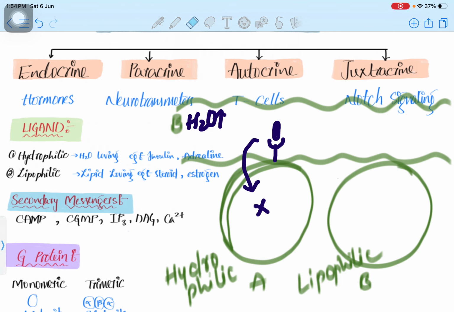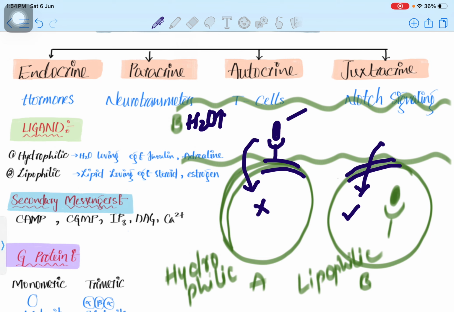But when we are talking about the lipophilic condition, what is really happening here? You can see the receptor is present inside the cell and the ligand will come and attach inside the cell. So here the ligand is able to travel through the plasma membrane. Why are they traveling through the plasma membrane?